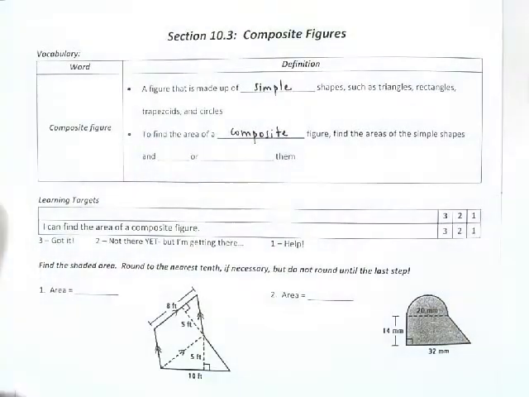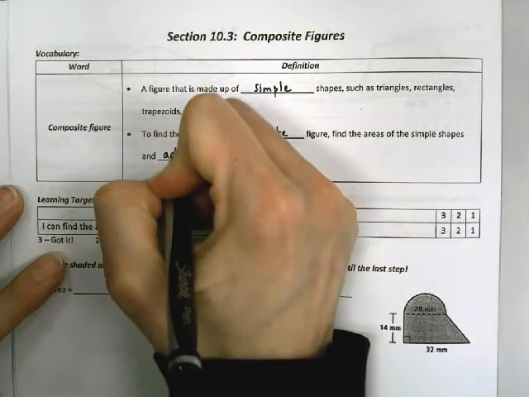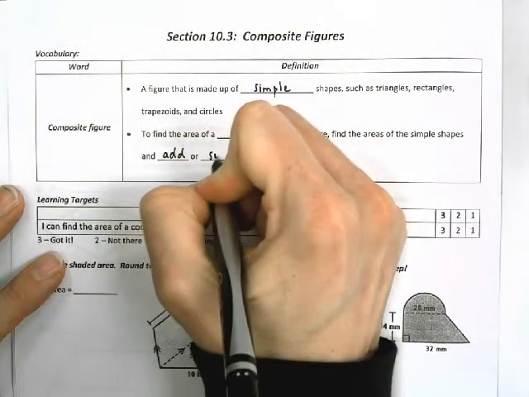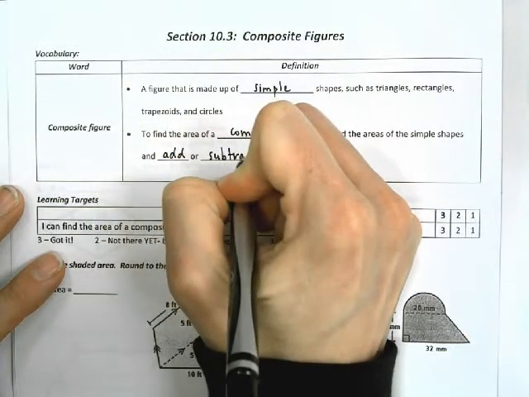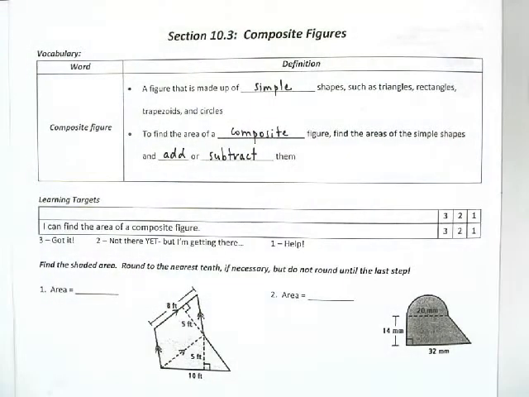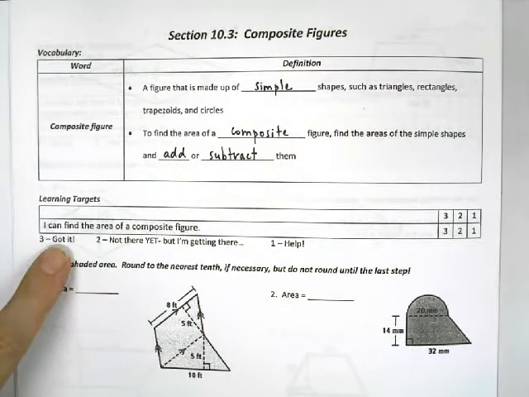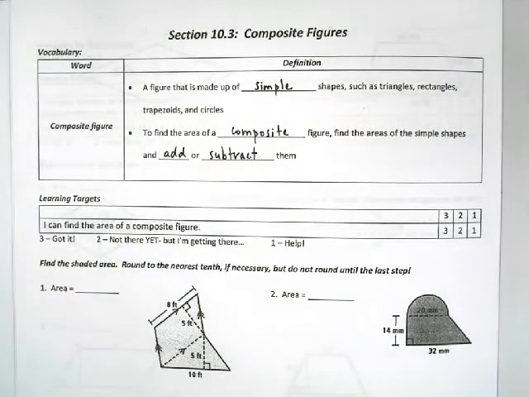So when we're finding the area of a composite figure, all we're going to do is find the areas of the simple shapes, and we're either going to add or subtract them depending on what the figure is. So probably the trickiest part of this in some cases is going to be to figure out what are the simple shapes that make up that composite figure. So for today, again, our target is to find the area of a composite figure.